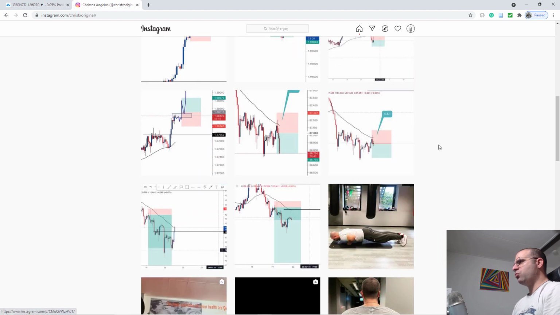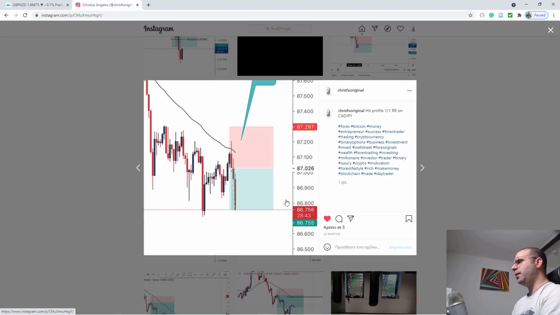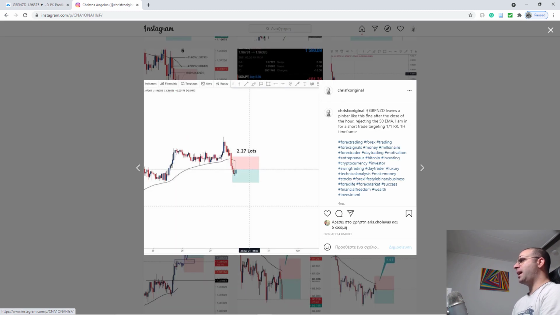Okay, this is from the previous week. This is something that I said, if this happens, I'm going to enter, but price moved downwards. Here I said CAD JPY 1 hour time frame, just shorted CAD JPY, weak rejection of the 50 EMA and the pin bar. I entered right here and I said it beforehand immediately actually, and here I hit profits 1-to-1 risk to reward. Okay, then let's move on to GBP NZD.